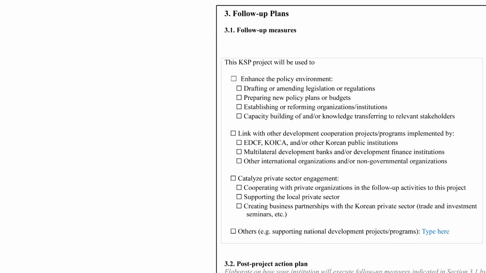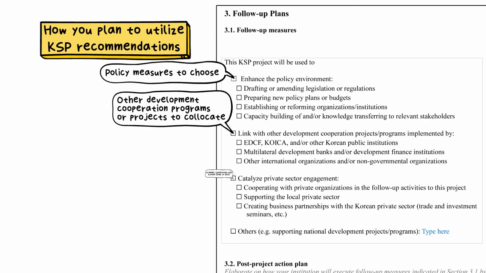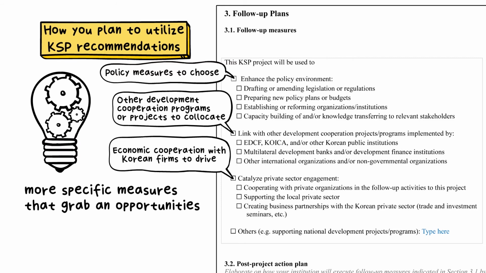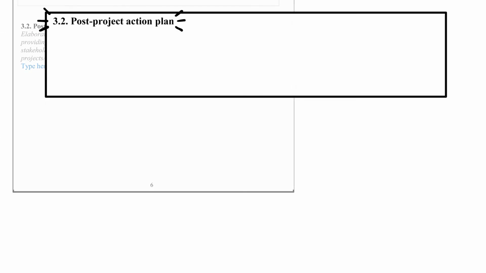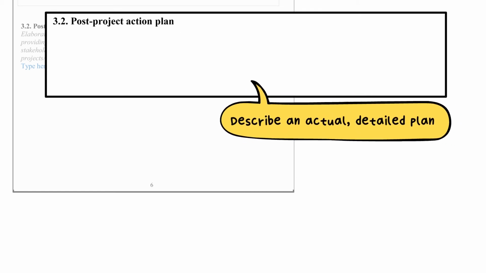In 3.1, Follow-up measures. Choose how you plan to utilize KSP suggestions to achieve the project objective. The more specific the follow-up measure, the higher the likelihood of project selection. In 3.2, Post-Project Action Plan. Describe an actual, detailed plan to implement the follow-up measures.